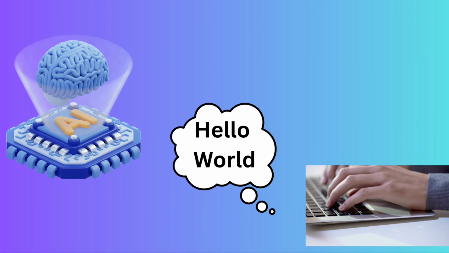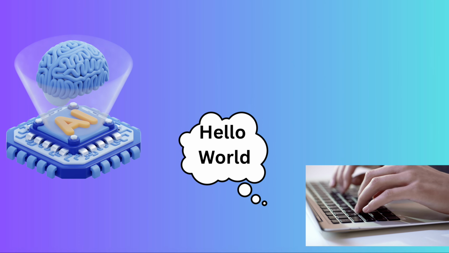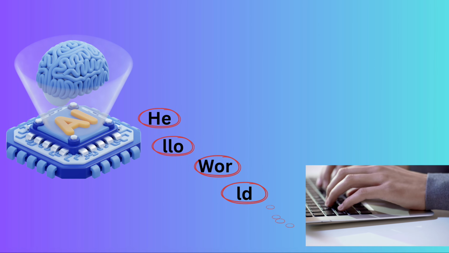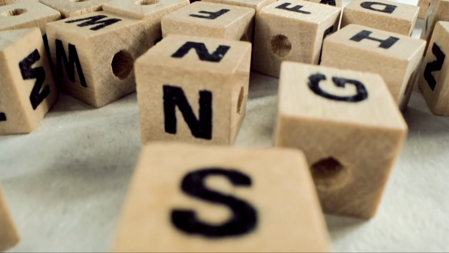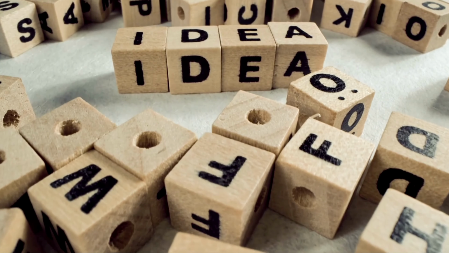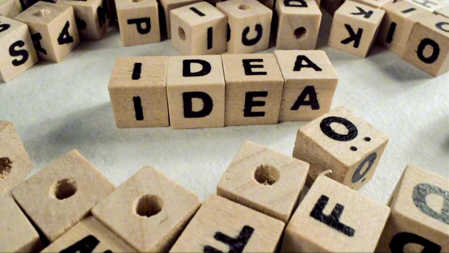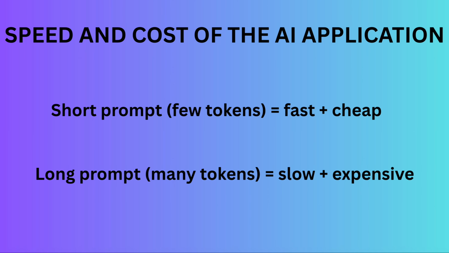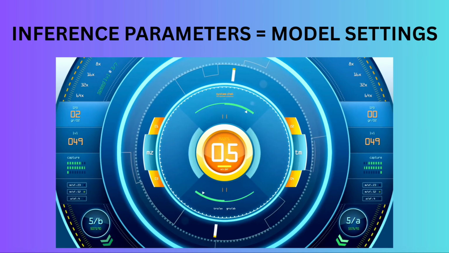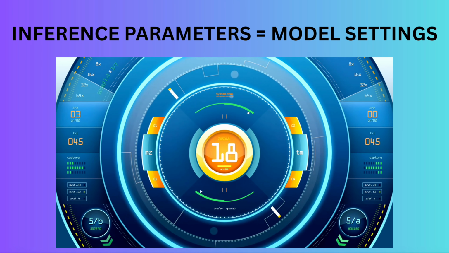Now let's talk about how we communicate with these models. When you send a prompt to a model, you're not actually sending words. You're sending tokens. Think of tokens as the building blocks of language. They can be a word, a part of a word, or even a punctuation mark. The model processes these tokens during inference, which is the process of generating a new response. The speed and cost of your application are directly related to the number of tokens in both your prompt and the generated response. To get the response you want, you have to master inference parameters.